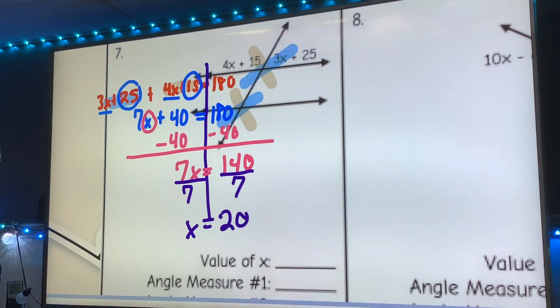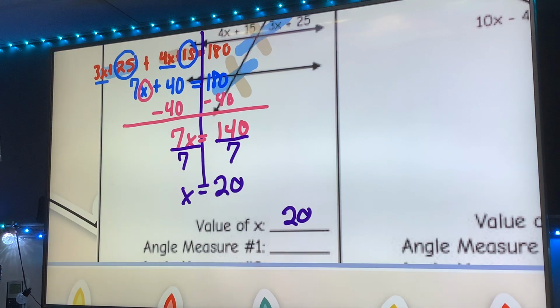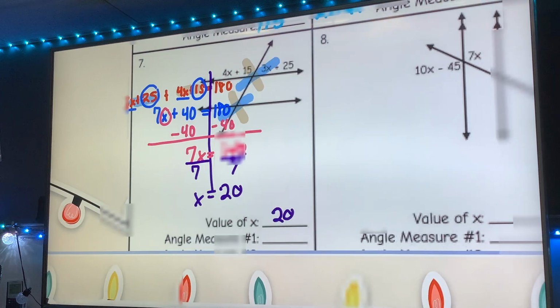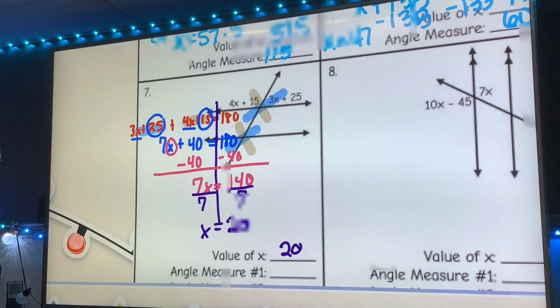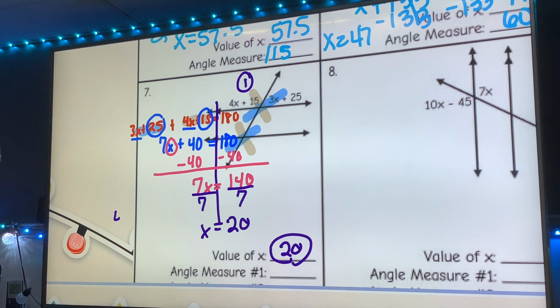So my value of x is 20. I think I find all the angle measures. Angle measure of 1, I guess I can label this number 1. This first one, we know what x is, we're going to plug it in, so 4x plus 15. So that 20 is going to replace the x, so it's going to be 4 parentheses 20 plus 15. Once again, you can just plug this in the calculator, but we know that 4 times 20 is 80 plus 15, that's going to be equal to 95.